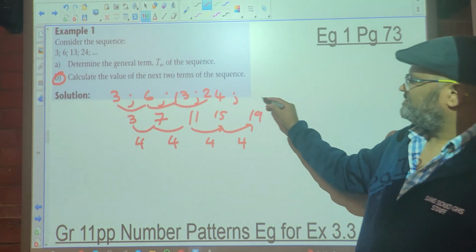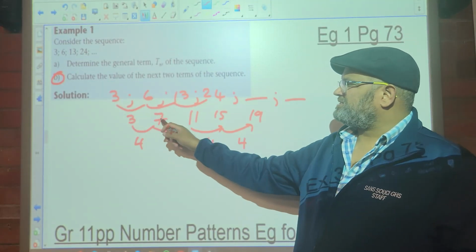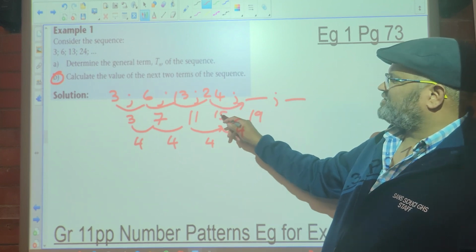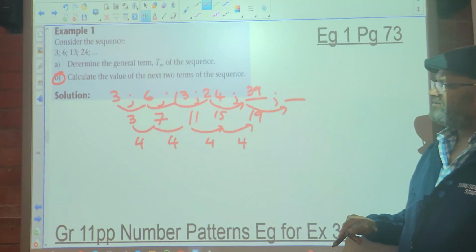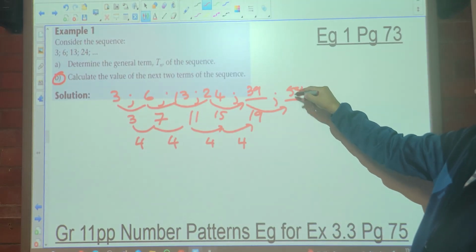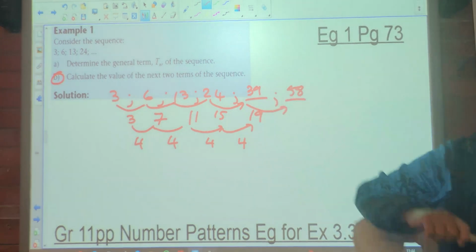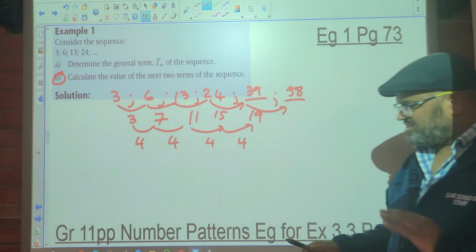Now we go. 3 plus 3 is 6. 6 plus 7 is 13. 13 plus 11 is 24. 24 plus 15 is 39. 39 plus 19 is 58. So the next two terms of the sequence are 39 and 58. You guys understand? We can't make it easier than this.